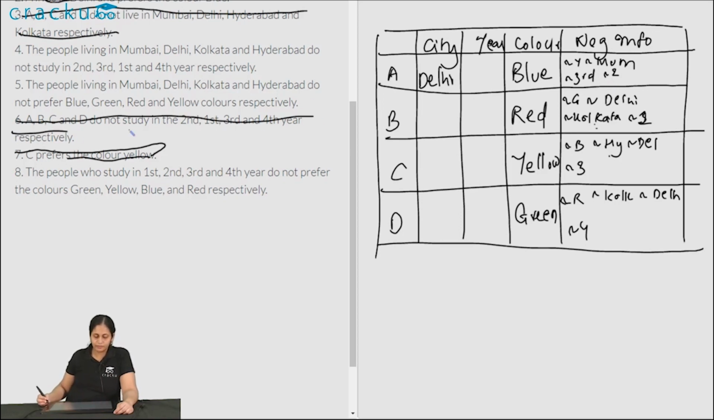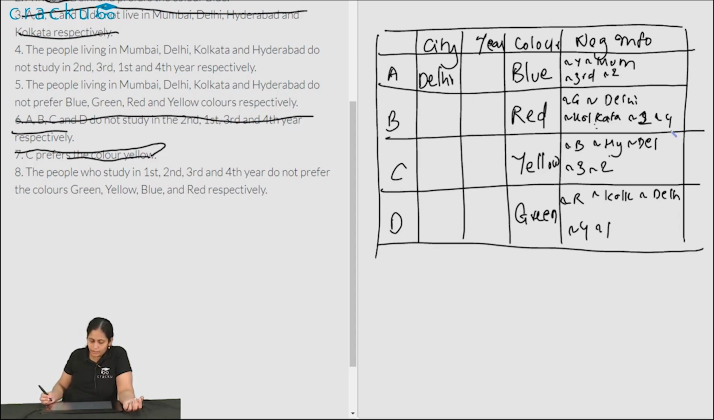Okay, people who study in first, second, third and fourth years do not prefer the colors green, yellow, blue and red respectively. So the guy who prefers green will not be in the first year. So this guy is not in first year. The guy who prefers yellow will not be in the second year. So this guy is not in second year. The guy who prefers blue will not be in the third year. So this guy is not in third year. The guy who prefers red will not be in the fourth year. So this guy is not in the fourth year as such. Okay, so this is the information I have till now.